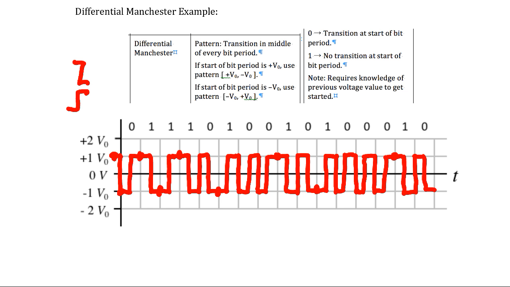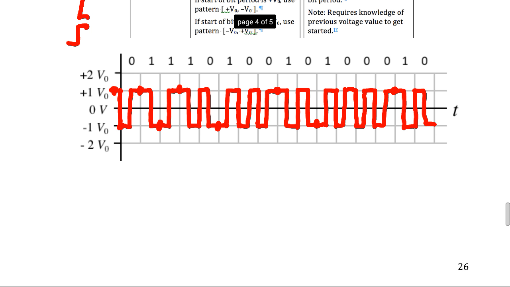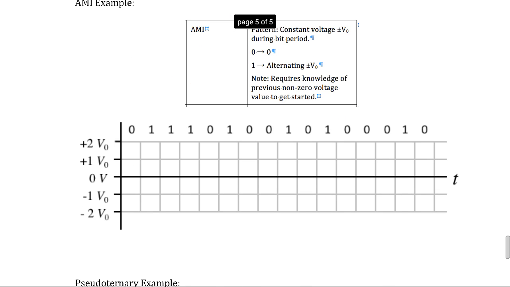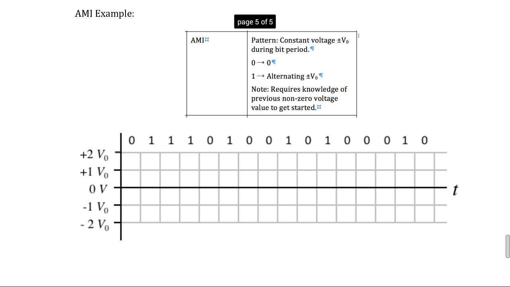This is probably the most complicated of all of them. Okay, let me go ahead and go to the next page. I've got AMI. I've got 2 more to do. I'll do them as quick as I can here. AMI, the pattern consists of either it's a constant voltage, a 0 is a 0, and a 1 gives an alternating between plus and minus.